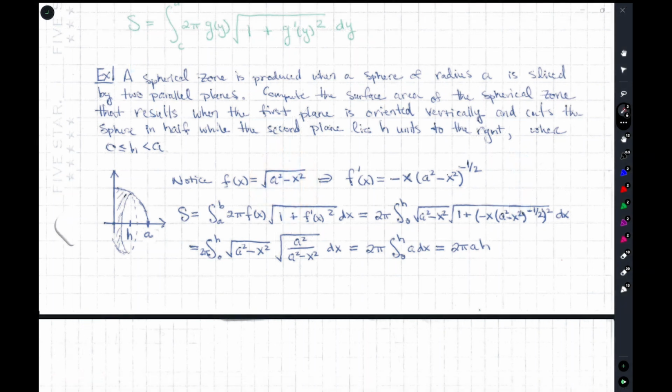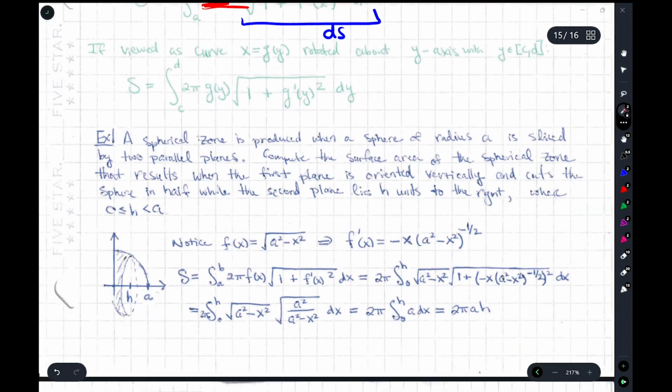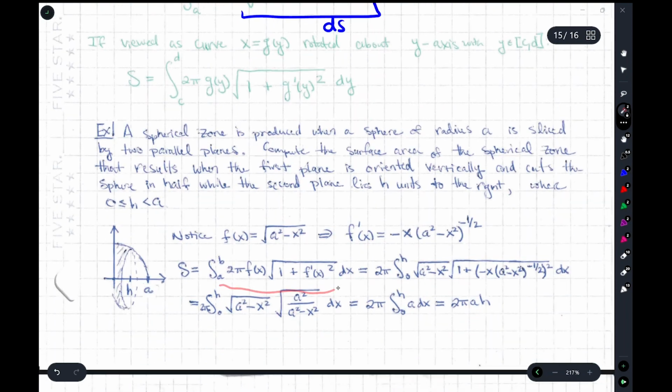So let's take a look. Here we have f of x, that's the curve, equal to the positive hemisphere of the circle. We have to take the derivative because that's what the formula wants us to do. We plug our results into the formula, and we get this expression. Notice that we're integrating from 0 to h because we just want the surface area from 0 to h, not the remaining part.